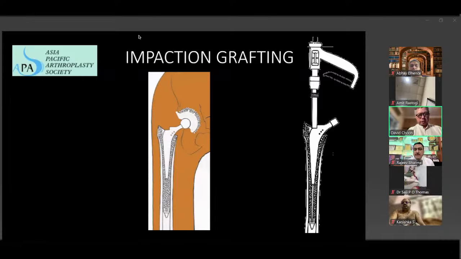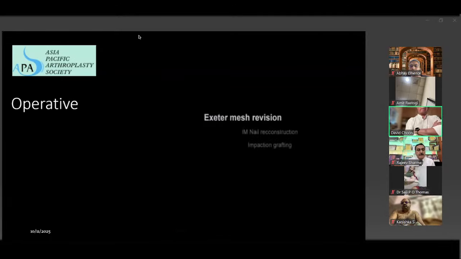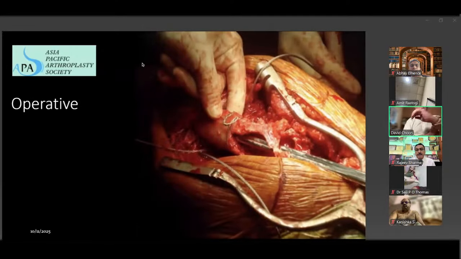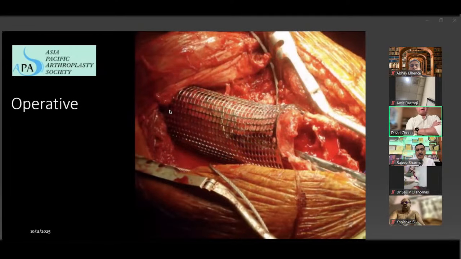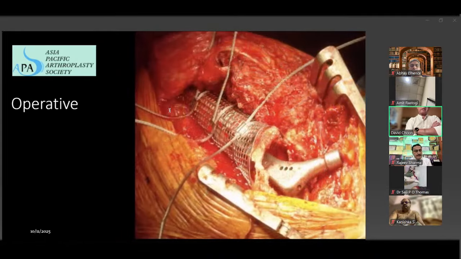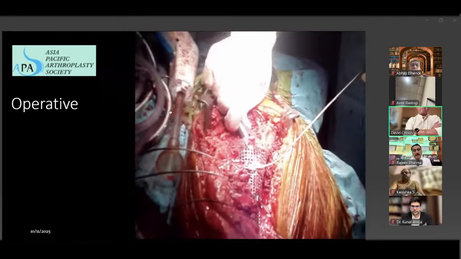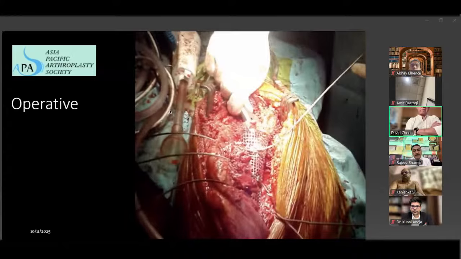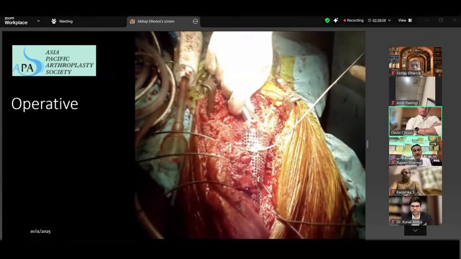But once you do it this way, you get such good contact between the graft and the bone that your implant stays stable from day one. So here is that case that we did. We reconstructed the entire proximal femur around a K-nail, completely denuded bone, applied this mesh, and then impaction grafted into it. That is just with the trial, and it's absolutely stable because we used a lot of force to hold it in place.